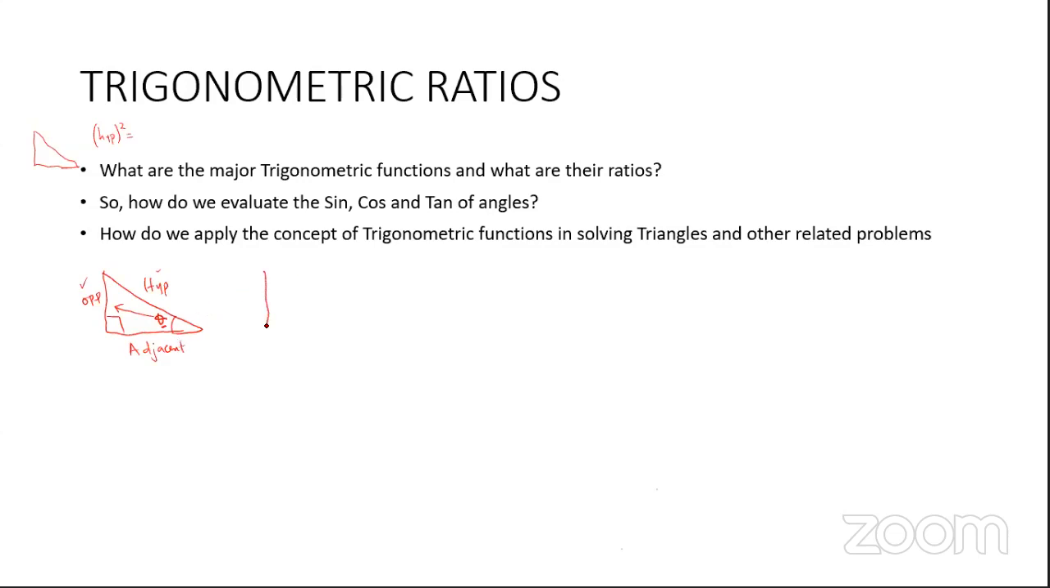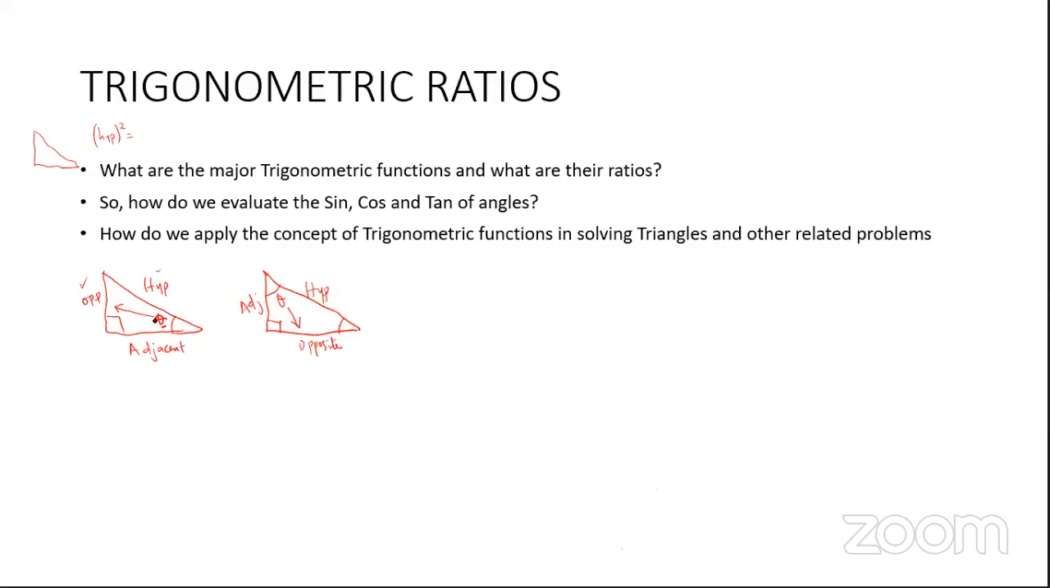Sometimes the target angle or the given angle may not be the particular one that we have drawn. It could be that it is this other place that we have been given. In such a case, the side that is opposite to it will be called the opposite. So this is still the hypotenuse, and this will be the adjacent. We need to take note of that.